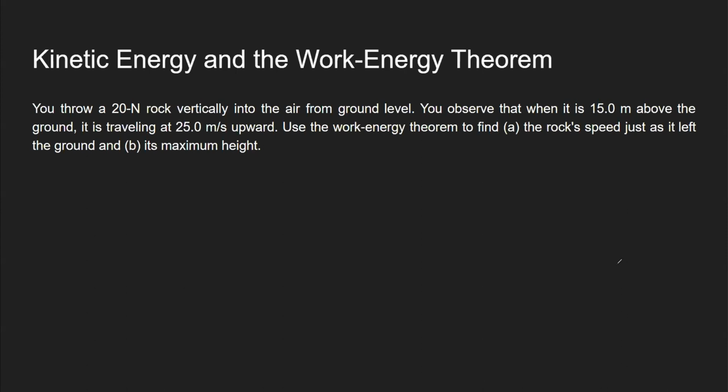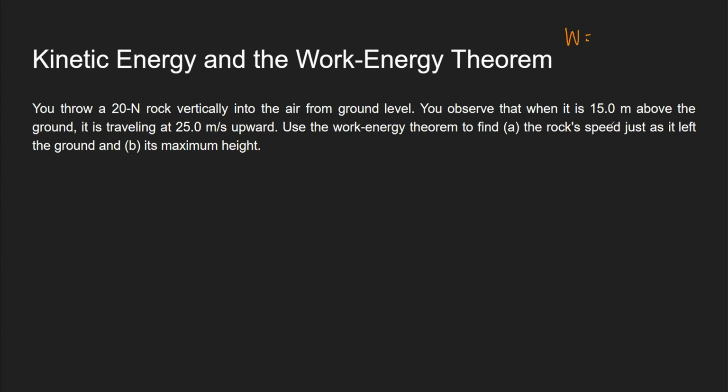Use the work energy theorem to find A, the rock speed just as it left the ground, and B, its maximum height. So it's kind of a clue that we just mentioned. It's the work energy theorem. So you're going to be defining work energy first and what that theorem is. And then knowing that statement, you can actually begin solving for the rock speed, which is the velocity, and its maximum height, which is your h or your y. Okay. Now, let's identify it first.